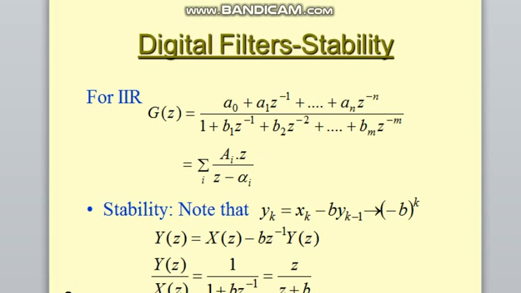For stability purposes we have to note that y_k is equal to x_k minus b y_{k-1}, that's minus b to the power k. Y(z) is equal to X(z) minus b z inverse Y(z), and Y(z) by X(z) is equal to 1 by 1 plus b z inverse, and also z divided by z plus b. That's the stability factor.